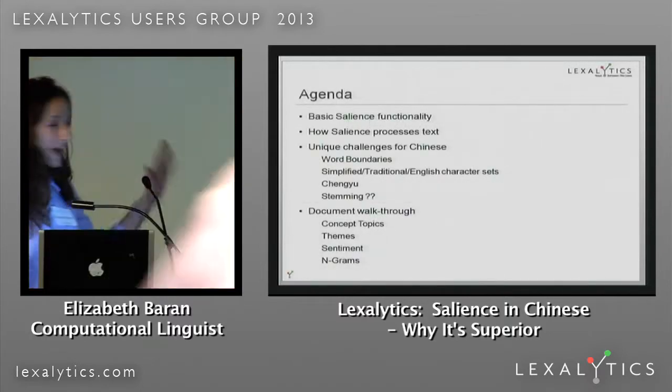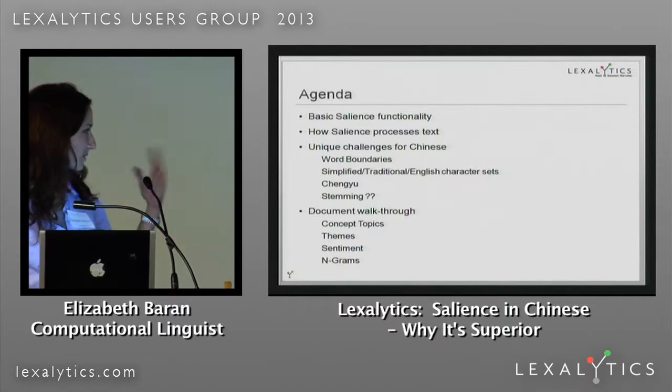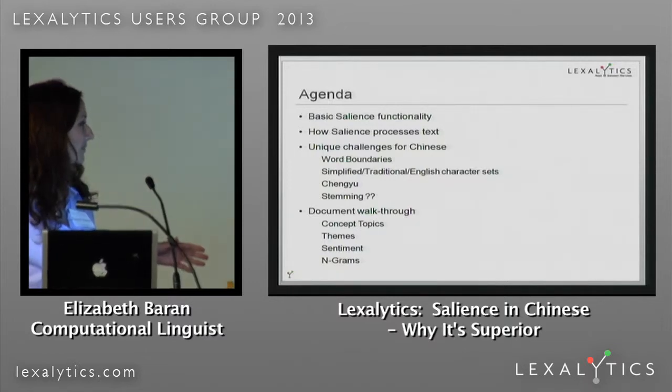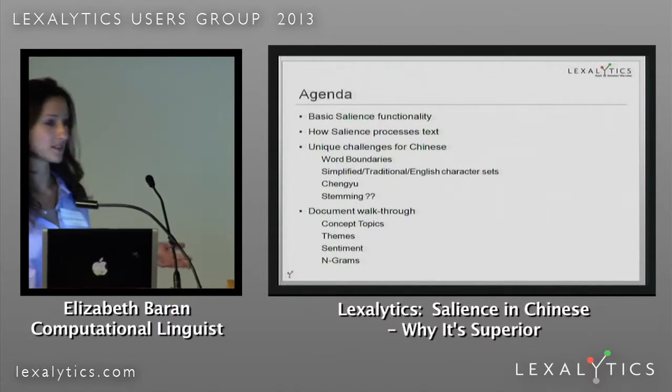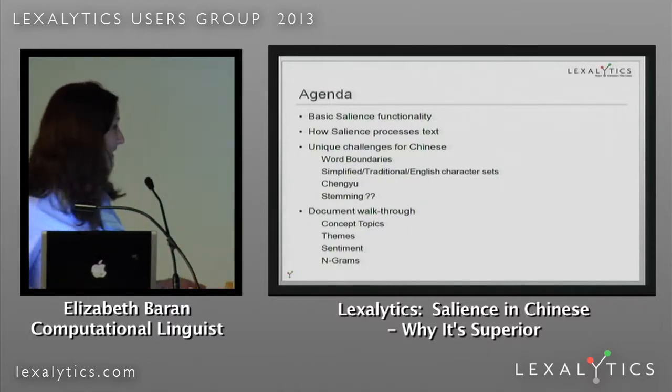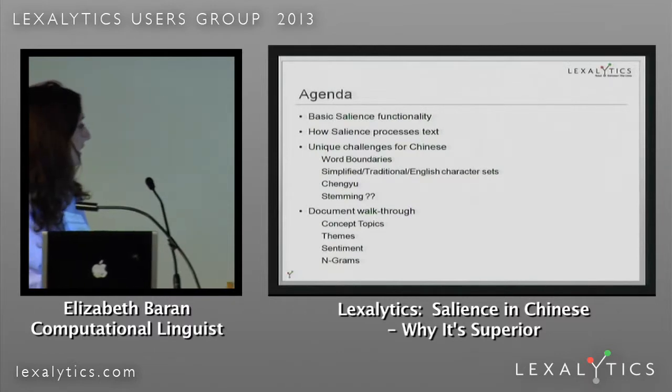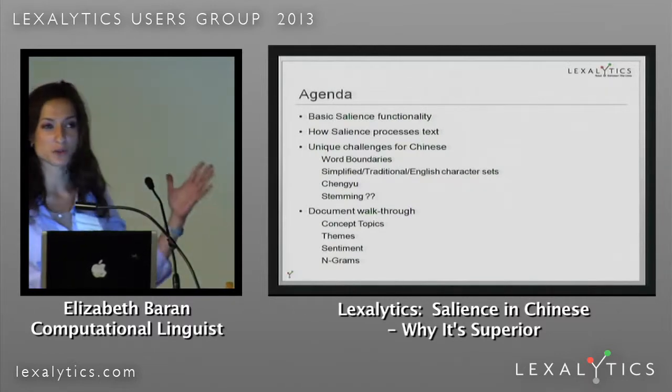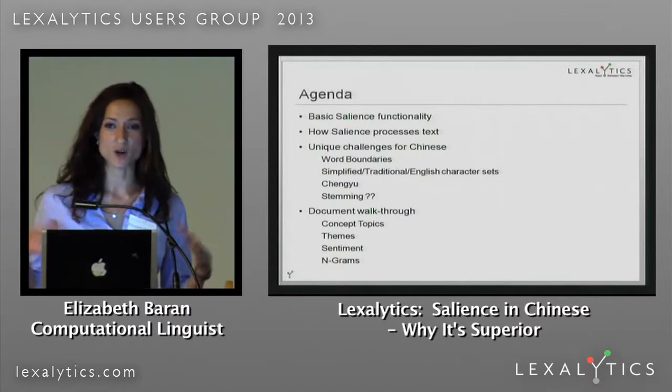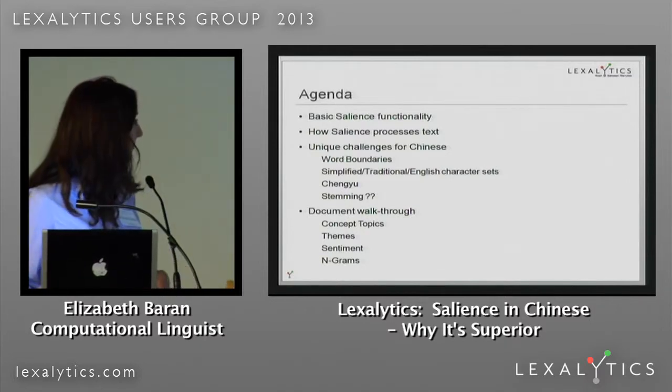So we'll just recap some of what Seth already said, and we'll have some of the same slides for that too, on basic Salience functionality, how Salience processes text. Then we'll look at some unique challenges for Chinese in particular that we don't have for other languages. And then we'll go through a couple documents and actually process them in Salience.